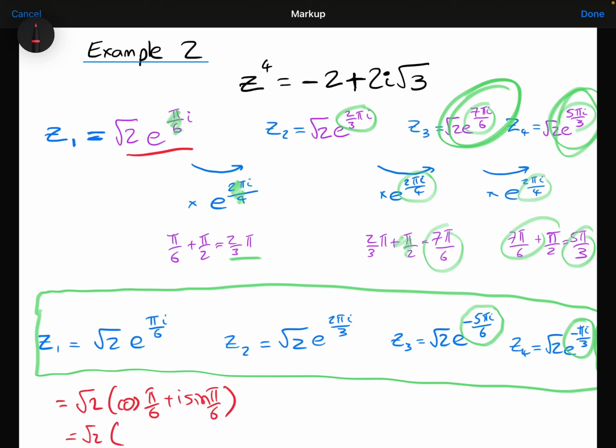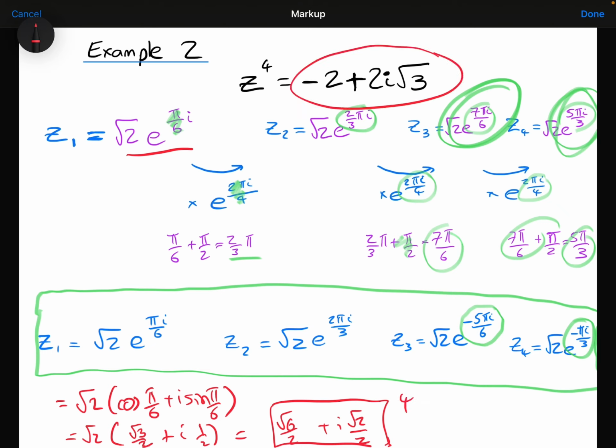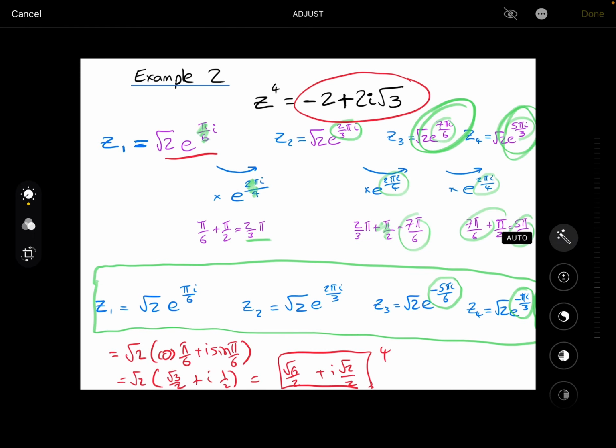So root 2 cos pi over 6 is root 3 over 2. Sine pi over 6 is a half. And so multiplying that, then we get root 6 over 2, plus i root 2 over 2. And if you want to check that, put that to the power 4, and you will get this. So that is how we can find the roots of complex numbers pretty quickly.